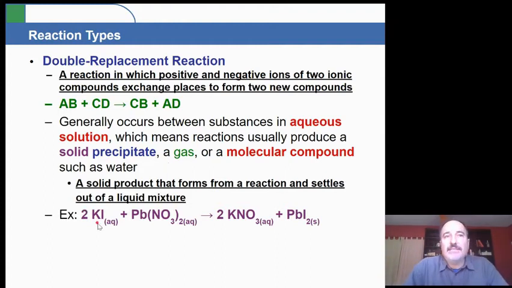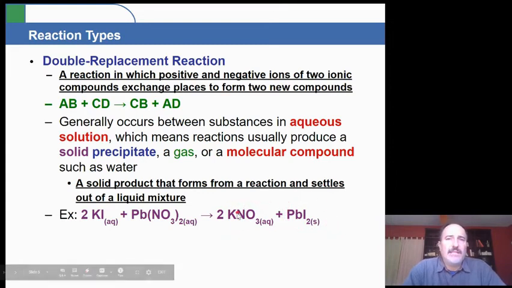Here we have potassium iodide, aqueous solution, with lead(II) nitrate, also an aqueous solution. And when you mix them together, lead(II) iodide, notice the solid, that's what indicates that it's a precipitate. This will settle out of solution. This will stay in solution. You won't notice any difference with this, but this will precipitate out, and boom, that's how you can tell a reaction occurs.